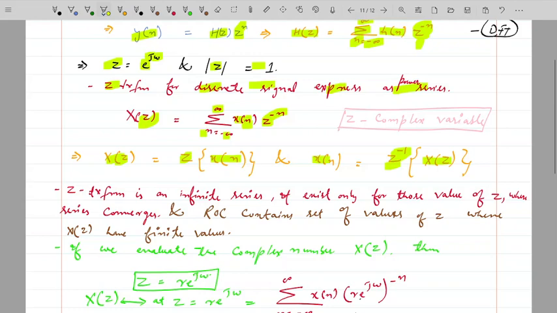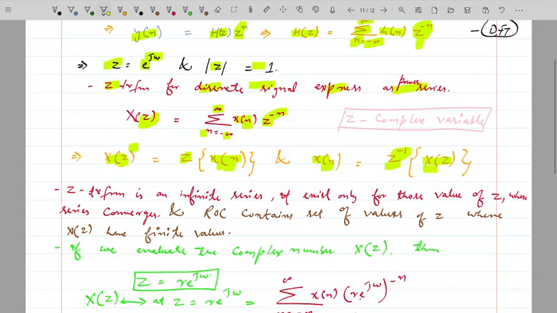X of z means firstly we have found the Z transform of the x of n signal, which is stored in X of z. Now we want to convert this signal from the z domain back to the discrete domain, so we want x of n. So we take the Z inverse of X of z. What is X of z? X of z is the Z transform that we have already found for that particular signal.